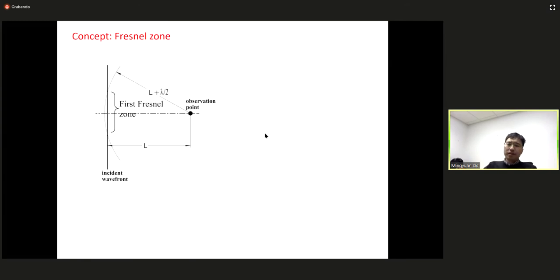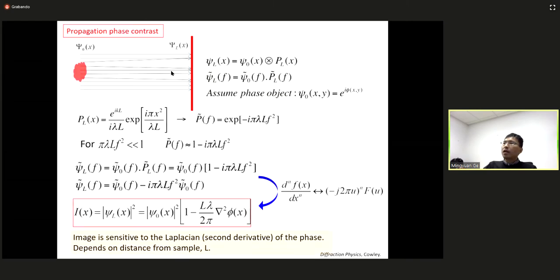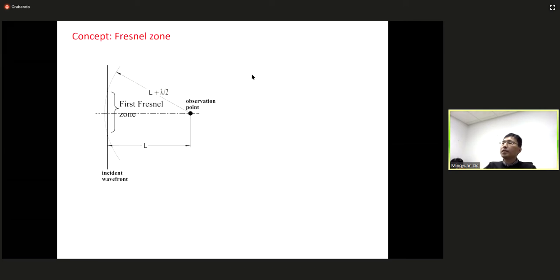Then the question is, how far should we put the detector? Can we put it at any place? Actually, there are some restrictions, for which we introduce the concept of the Fresnel zone. Suppose we have an observation point at a distance L away from the object. If the path difference is within the half period, lambda over two, these waves will add up constructively, and the intensity will add up.